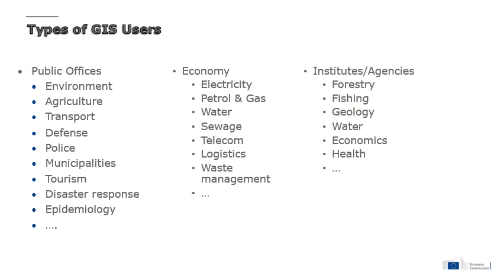You also have a lot of organizations that are private or that are state-owned that use maps like electricity, petrol, gas, water, sewage, telecom, logistics, waste management. So everyone who has their infrastructure located in space needs some type of geodata to manage it, to address issues of repair, to plan the future expansions and so on. And also we have institutes that research data and manage the forests, fishing, geology, water, economics, and health.